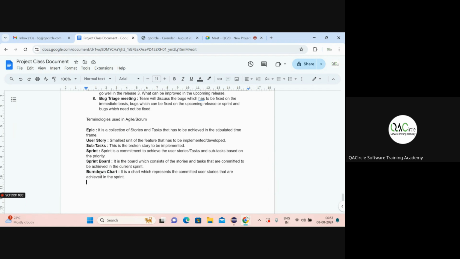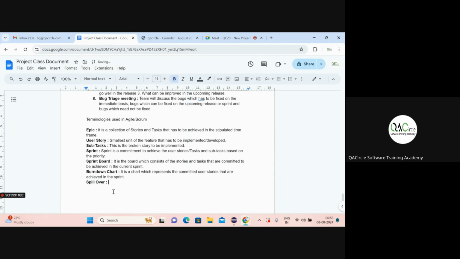There is a terminology called spillover. So what is the spillover? The spillover is the stories or the tasks which are not achieved in the current sprint, and they can be moved to the upcoming sprint or the next sprint. As the name says, spillover is something which is spilled and not achieved in the current sprint.